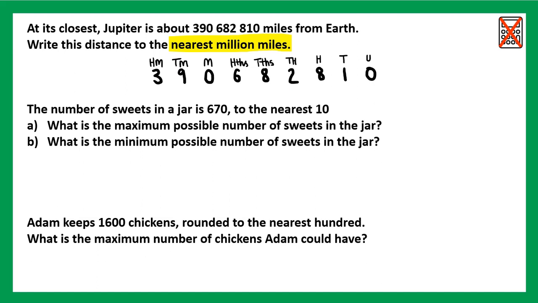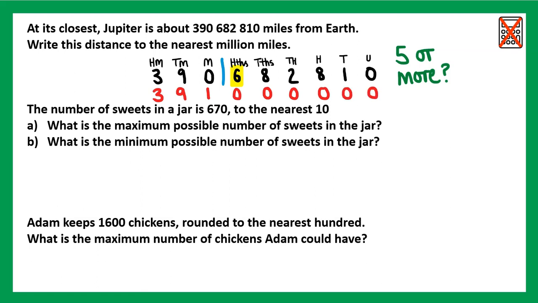Since we're rounding to the nearest million miles, I can put my rounding line after the millions column. Look at the number to the right and decide whether this is 5 or more, which it is. So this will add 1 to the millions column, and everything after the line will change to zeros. So the answer is 391 million.